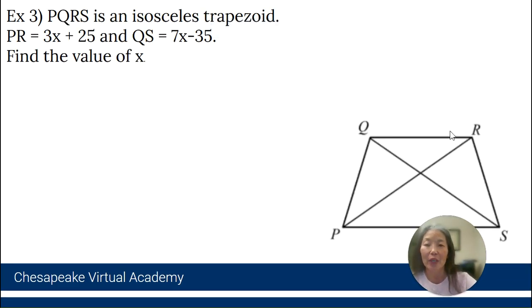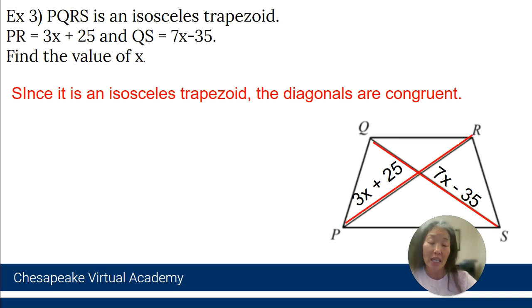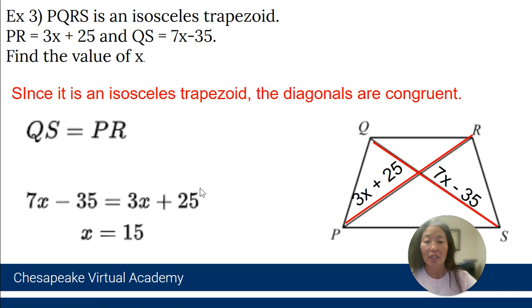All right, for this one, it says PQRS is an isosceles trapezoid. Since it's an isosceles trapezoid, I know these two legs are congruent to each other. So you also know that this diagonal is going to be congruent to this diagonal here. I'm going to remind myself, diagonals are congruent. So I'm going to label 3x plus 25 as the length of PR, and label the length of QS as 7x minus 35. I'm going to color code them in the same color because those are congruent, and I'm merely going to substitute those values in. Once I solve for x, I get 15, and that's what it's asking you for.